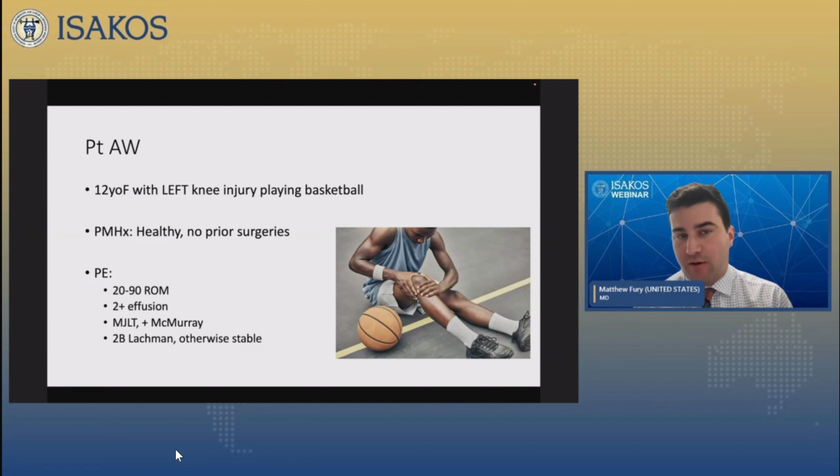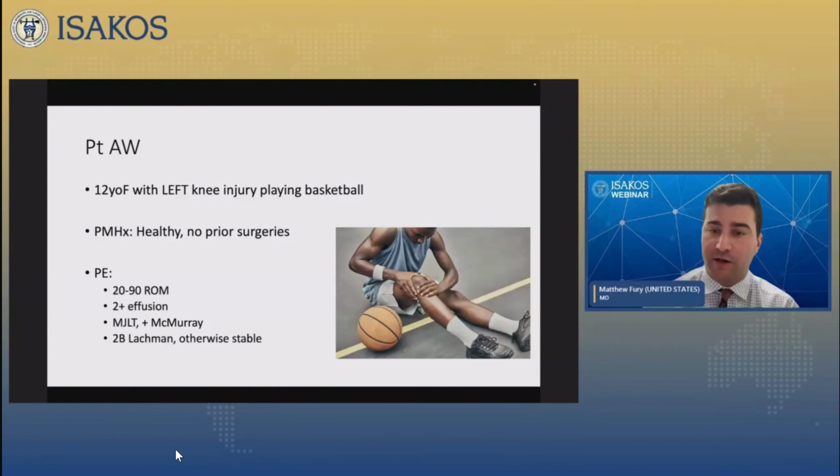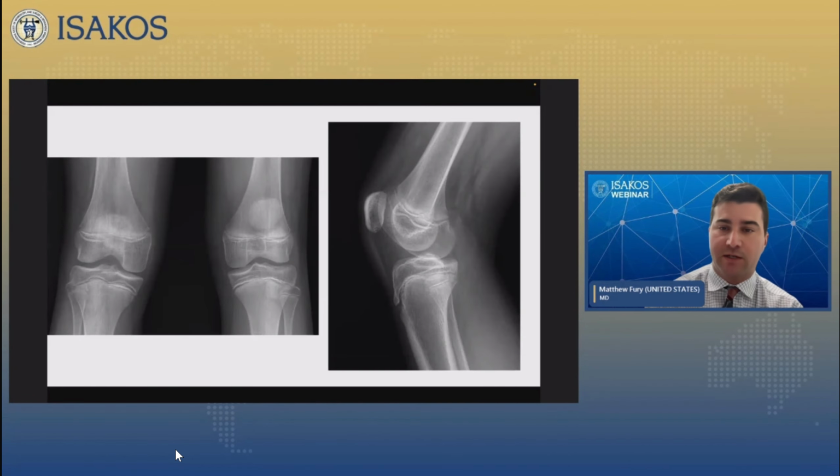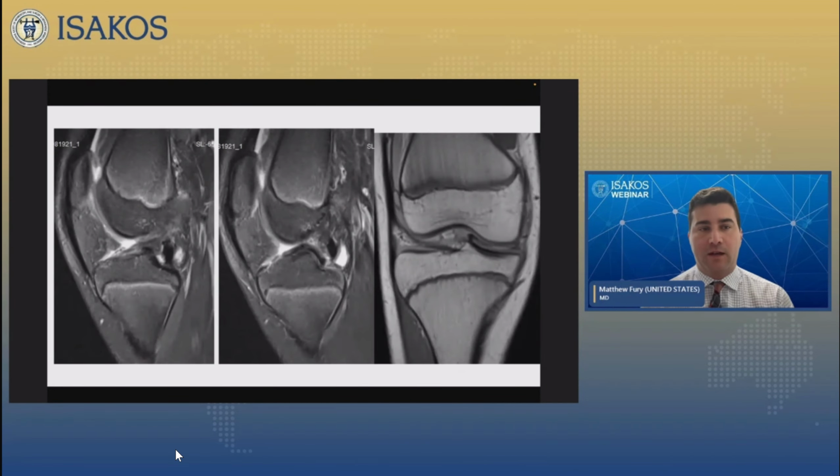So this is a 12-year-old patient who had a left knee injury while playing basketball, otherwise healthy, presented with diminished range of motion, had an effusion, joint line tenderness, and positive McMurray, suspicious for a medial meniscus injury, but also had a positive Lachman, otherwise was stable on exam. And you can see by the radiographs, open physes, and the MRI demonstrated a bucket handle medial meniscus tear and an ACL tear.